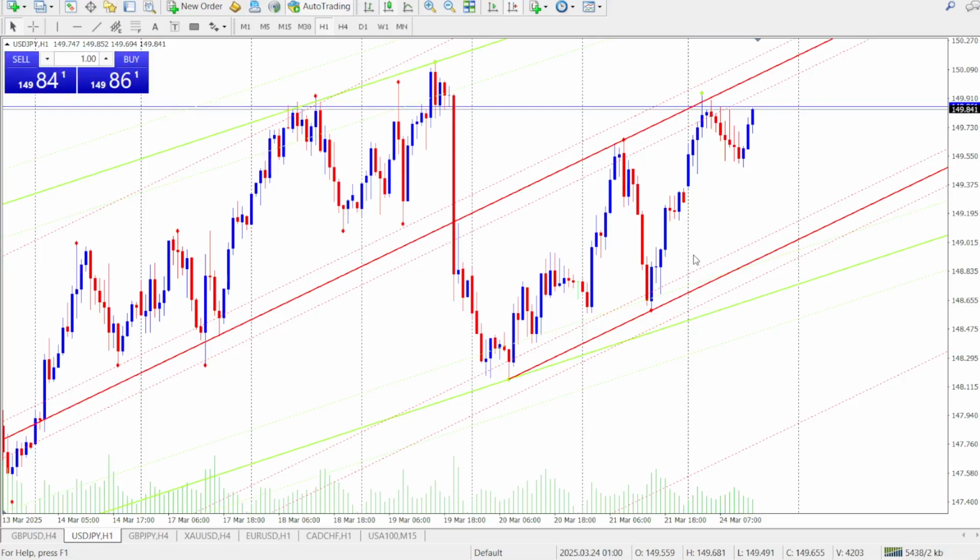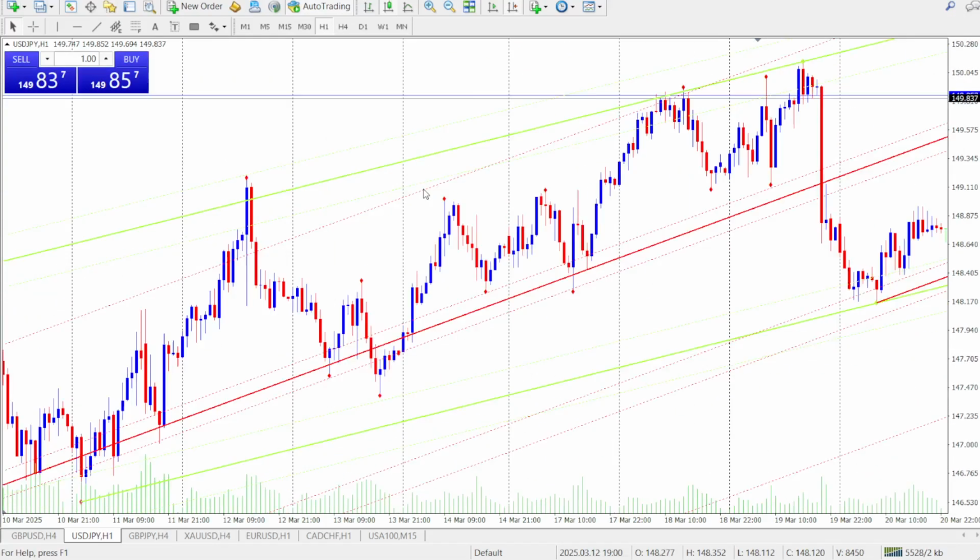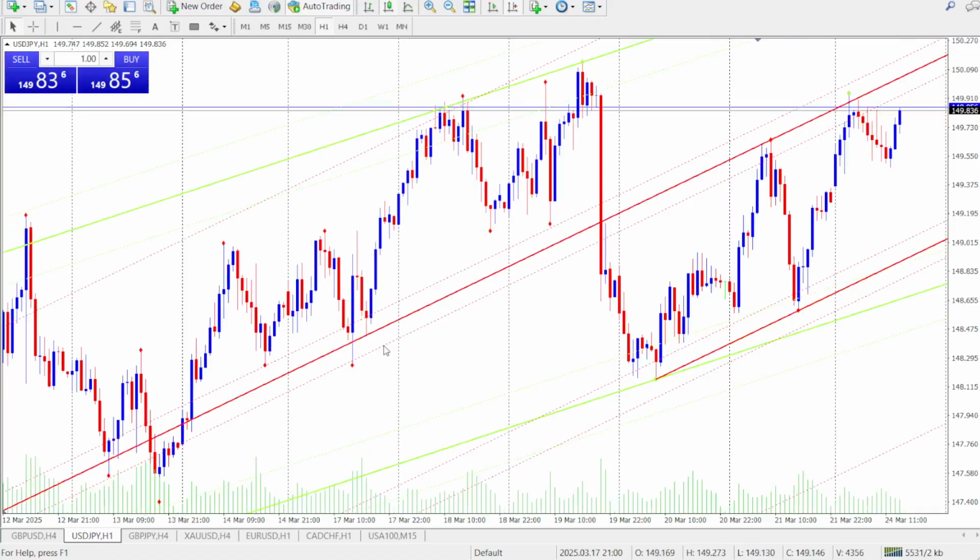First of all, what is this indicator to start with? The auto trend lines channels indicator is designed to eliminate the hassle of manually drawing trend lines. Instead, it automatically detects price swings and plots dynamic trend channels that highlight support and resistance levels. What it does is connect the highs and the lows of the market. You can see these were highs that were connected, and these were lows that were connected.